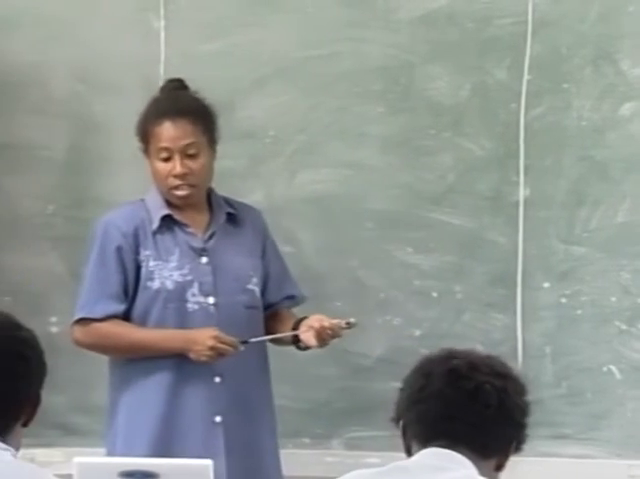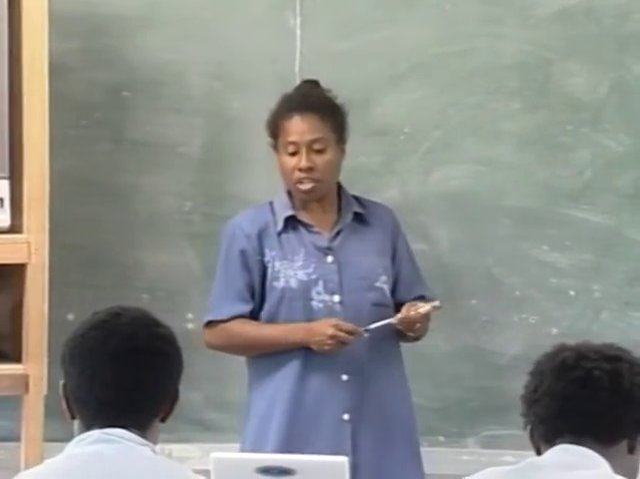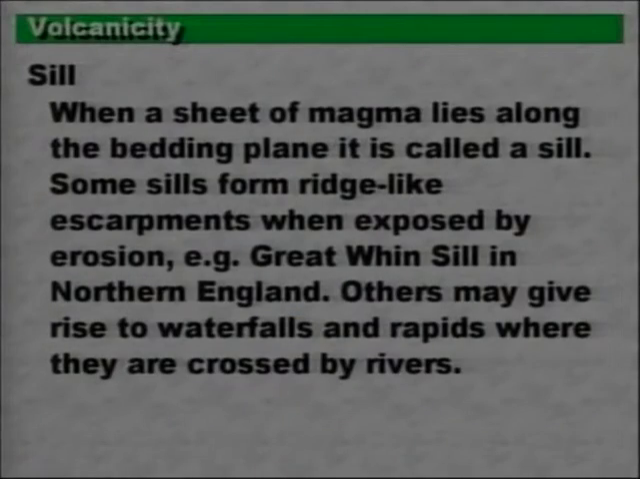Some sills form ridge-like escarpments when exposed by erosion. An example given there is the Great Whin Sill in northern England. And other sills may give rise to waterfalls and rapids where they are crossed by rivers.